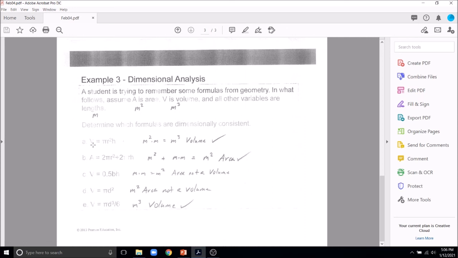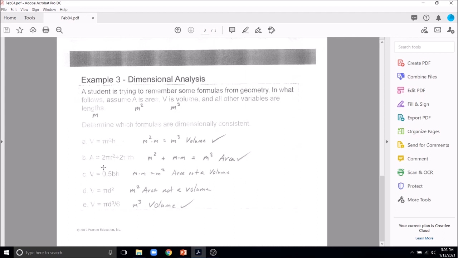So in the first thing here, we have V, which is a volume, equals pi r squared h. That happens to be the volume of a cylinder. And if we look at the variable quantities, the r squared is going to be meters squared, and the height's going to be meters. So we multiply that together, we get meters cubed, which is a unit of volume. There is a pi in here, but pi doesn't have a unit, so we don't have to worry about that.